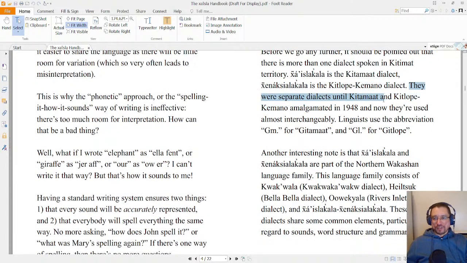They were separate dialects until Kitimat and the Kitlope Kamano peoples amalgamated in 1948, and now they're used almost interchangeably. So they still are technically two different dialects, but they're very close, and they're so close that they could be used interchangeably. You can switch from one dialect to another, basically. Linguists use the abbreviation GM for Gitamat and GL for Gitloop. So pay close attention to that. GM is Gitamat. And GL is Gitlob.